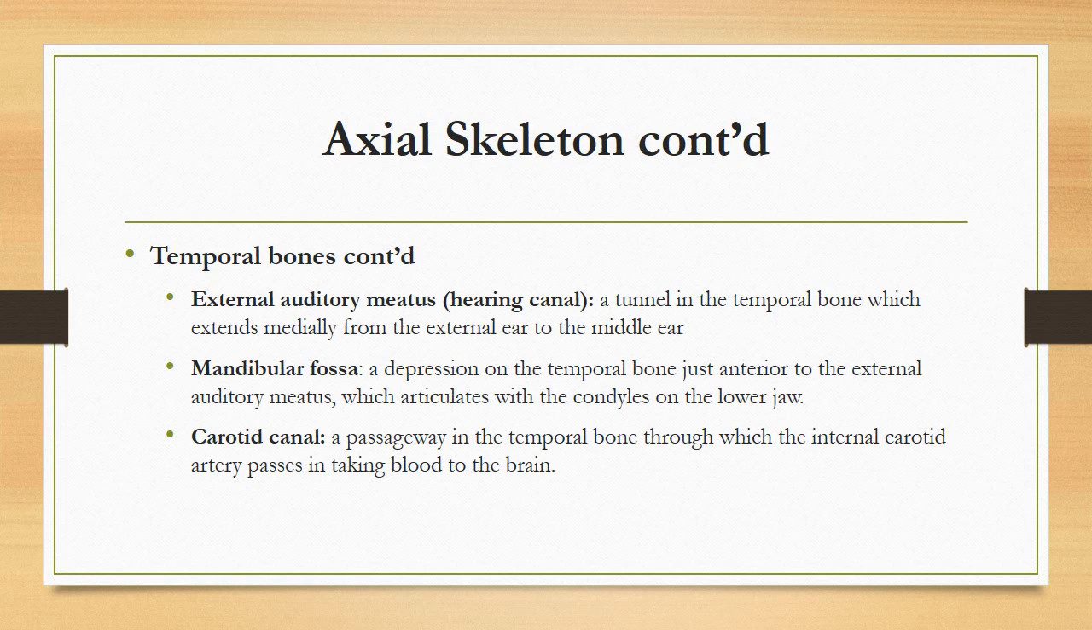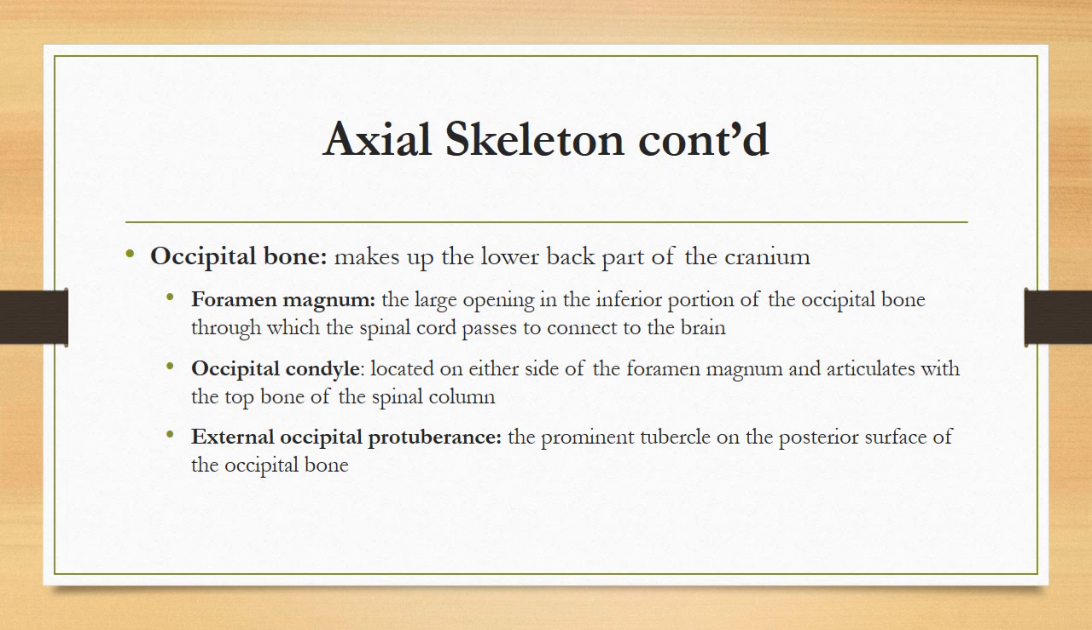It's in your ear. Your mandibular fossa, a depression on the temporal bone just anterior to the external auditory meatus, your hearing canal, not hearing bone, but hearing canal. And it articulates with the condyle in the lower jaw. The carotid canal, a passageway in the temporal bone, through which the internal carotid artery passes in taking blood to the brain.